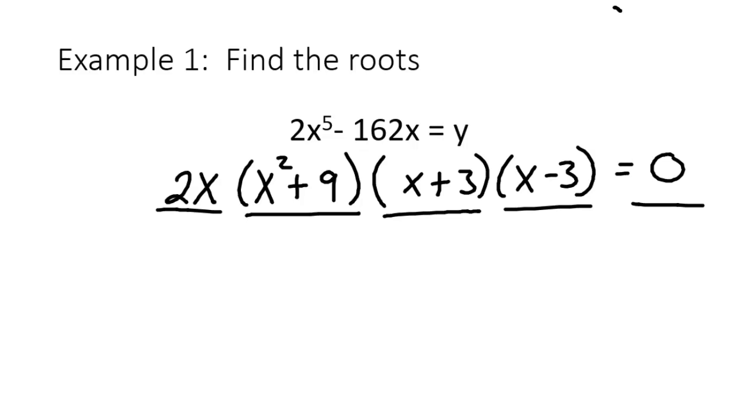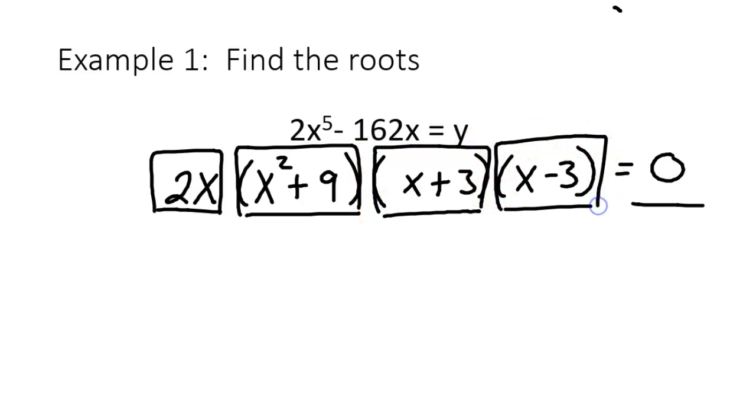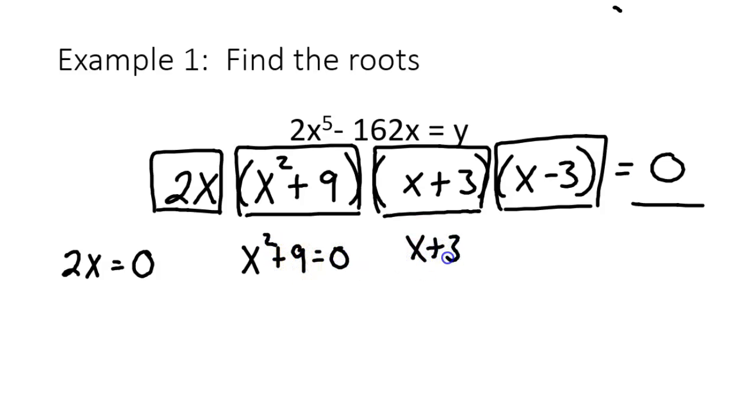They equal 0. So the only way that's going to work is if one of these things equals 0. So either this equals 0, this equals 0, this equals 0, or this equals 0. It's got to be one of them. So we get 4 different equations because I have 4 different factors. And we're going to solve all 4 of those. And this is what we call the zero product property.